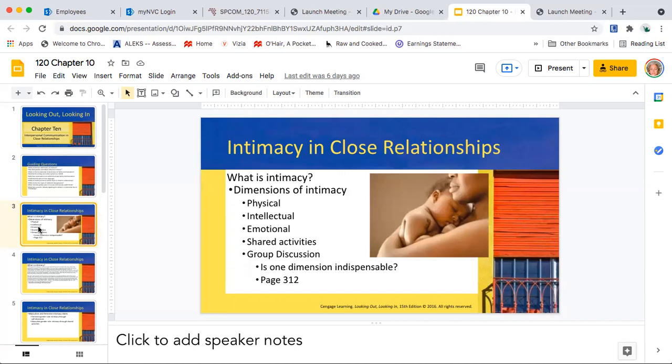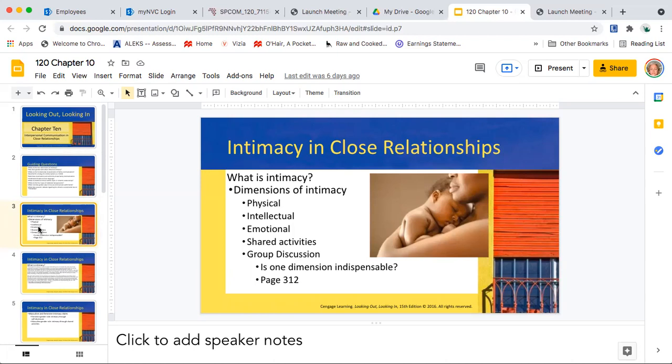But what I would like you to think about, I would normally have this group discussion if we were meeting face to face, is which of those dimensions do you think is indispensable? So different people will answer that question differently. And also, it depends very much on the stage of life we're in. So is there one in particular, and you might want to think about writing about this in your summary, that you think is indispensable? Okay.